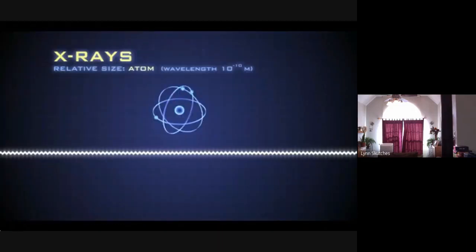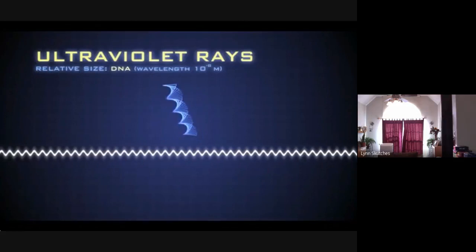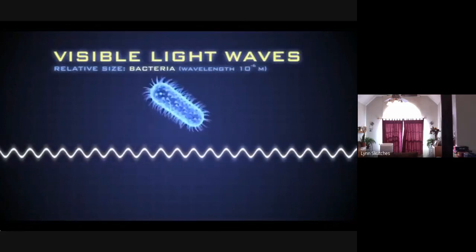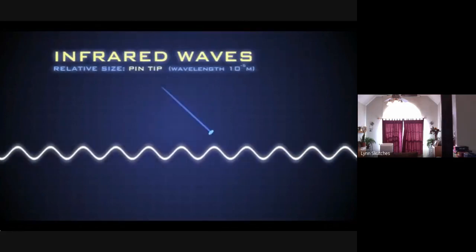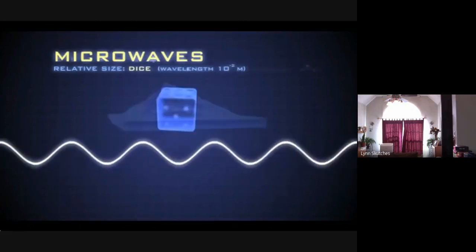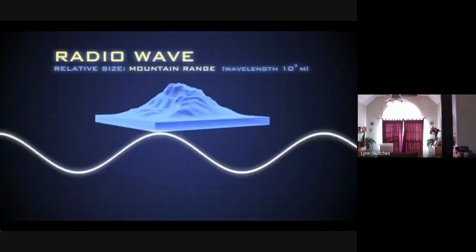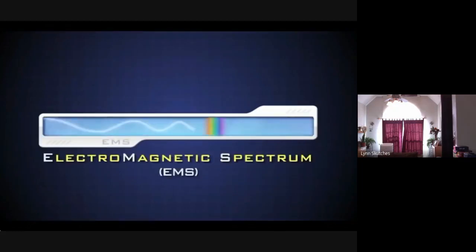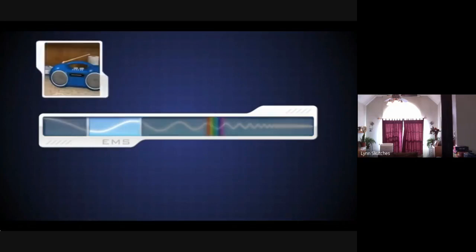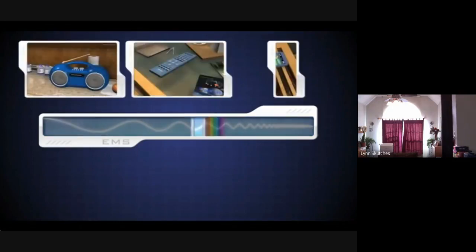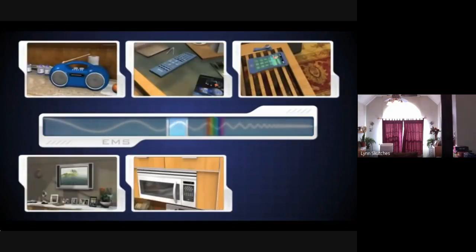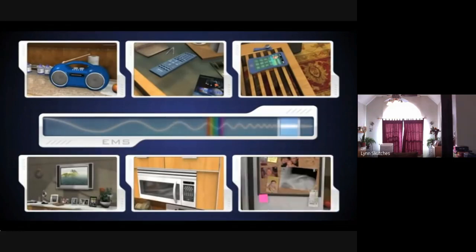These waves spread across a spectrum from very short gamma rays to X-rays, ultraviolet rays, visible light waves, even longer infrared waves, microwaves, to radio waves, which can measure longer than a mountain range. This spectrum is the foundation of the information age and of our modern world. Your radio, remote control, text message, television, microwave oven, even a doctor's X-ray, all depend on waves within the electromagnetic spectrum.